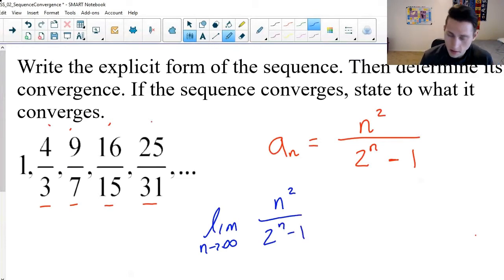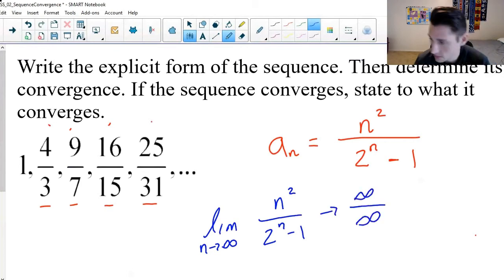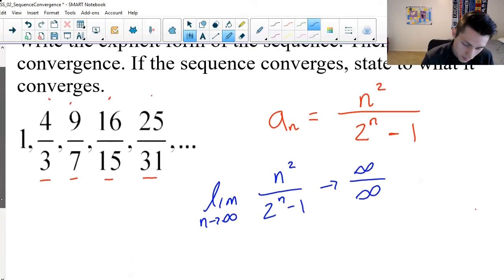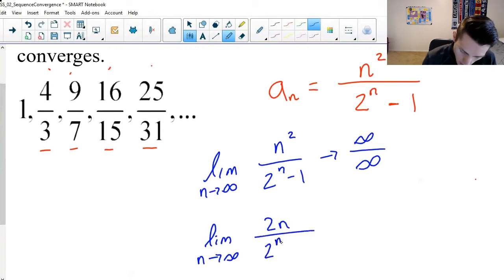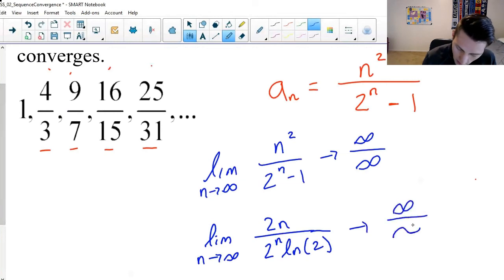So taking the limit, this would go to infinity over infinity, indeterminate form. So let's do L'Hopital's rule. Two n over 2 to the nth times natural log of 2. This would, again, go to infinity over infinity.